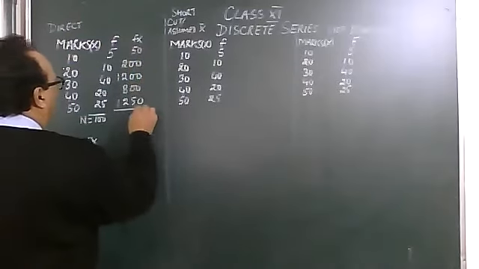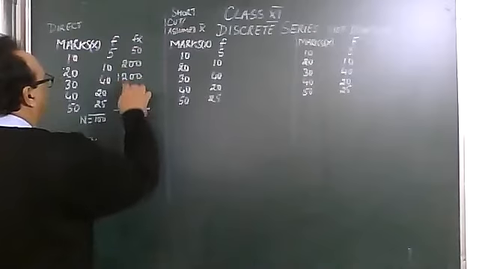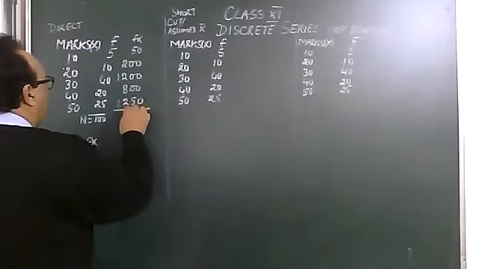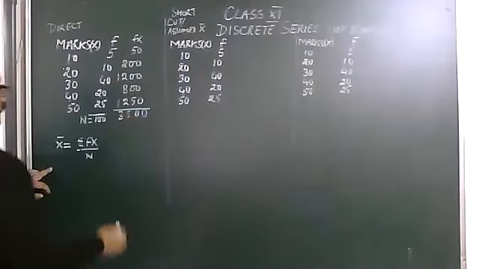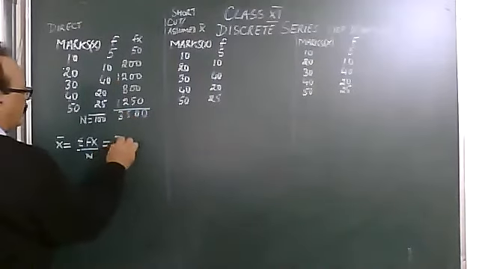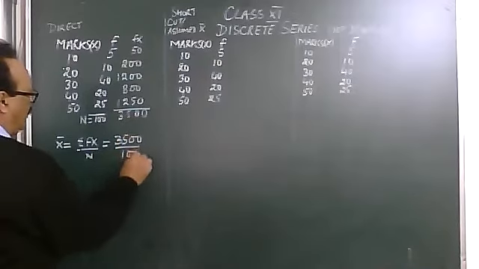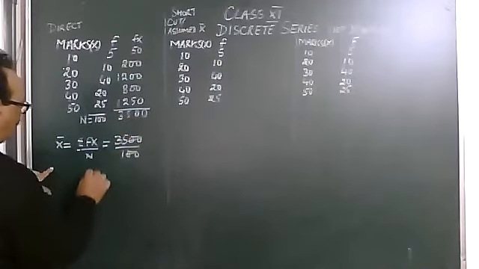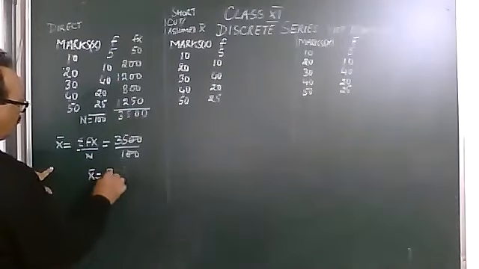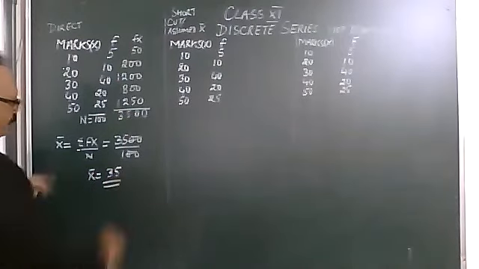Adding the fx values, 3, 4, 5, 6, 7, 8, 15, we get 3500. Substitute these values here. 3500, n is 100. So here mean is equal to 35.